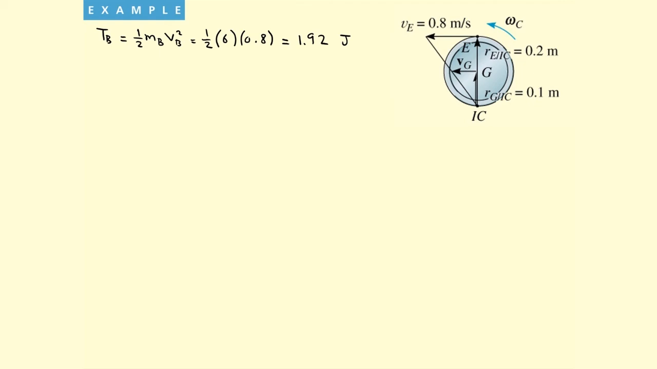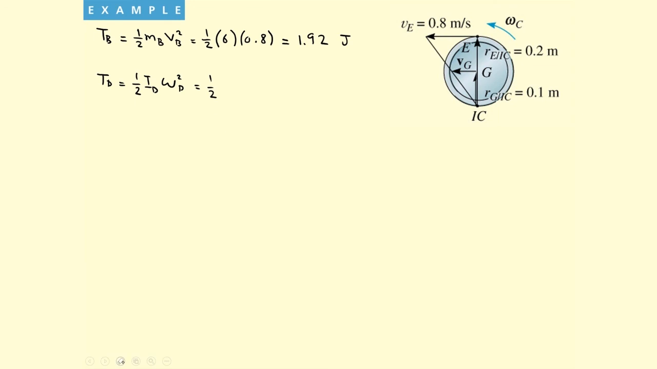Now we will do the disk D. So we have T_D, this is pure rotation, so I only have the rotational kinetic energy, so it's going to be half I_D for disk D, that means at its own center of mass, omega_D squared. So this will equal to half.